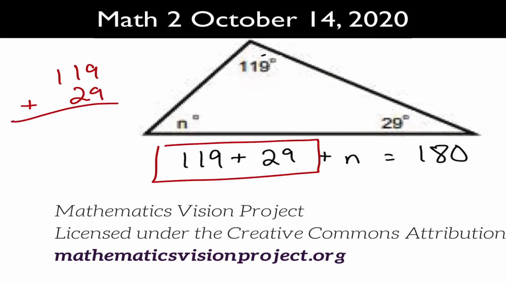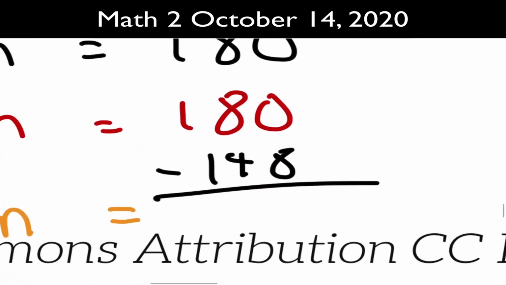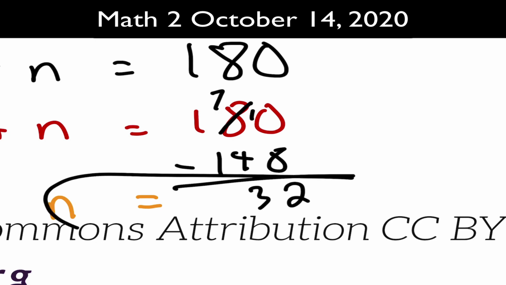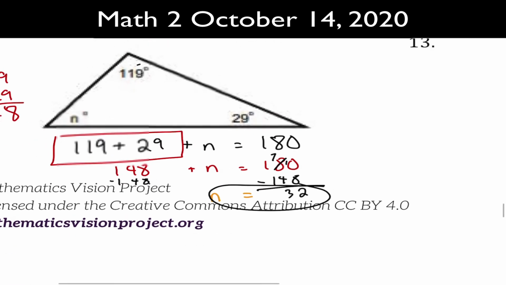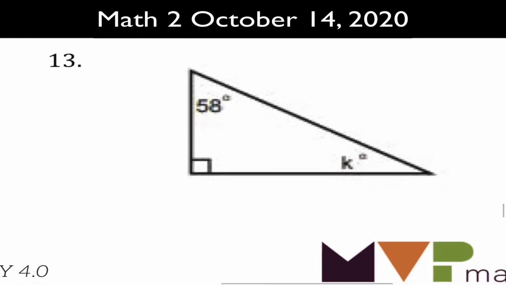29. I have an 8 there. 4. So I have 148 plus n equals 180. And isolate for n. So we're going to minus 148 from both sides. And I see that the value of n equals, let's zoom in right here, 7. That's 2, 3. The value of n is 32. Perfect.